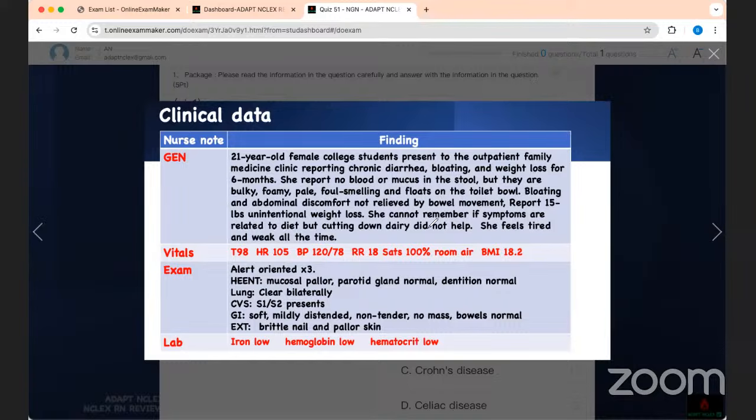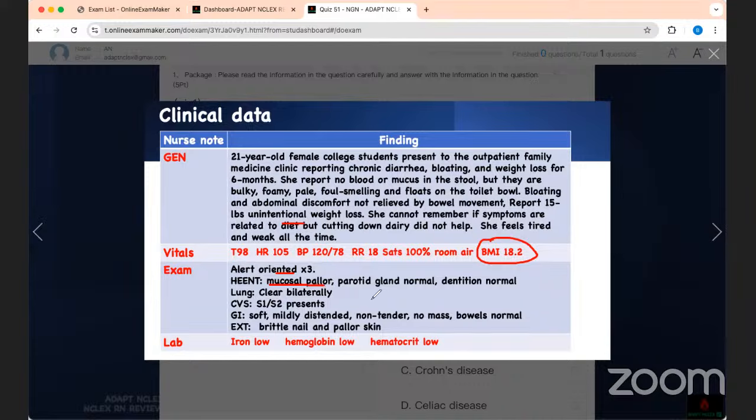The patient reports a 15-pound unintentional weight loss. They don't know if it's related to cutting down dairy products, but even when you stop eating dairy products, it does not go away. She feels tired and weak all the time, or slightly tachycardic, right? BMI, keyword, 18.2. That's your key, right? It is related to the weight loss.